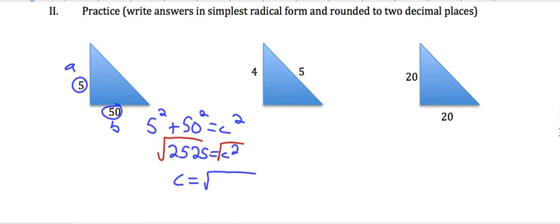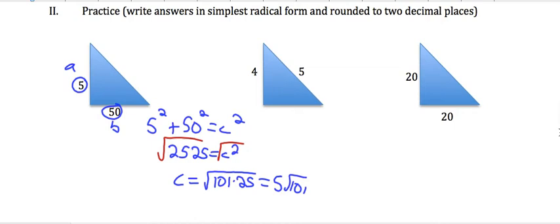2,525 definitely divides by 25. There we go. So it's 101 times 25. Okay. And 25 is my perfect square, so I could write this as 5 times the square root of 101. There aren't any perfect squares that go into 101. So we would be done there.